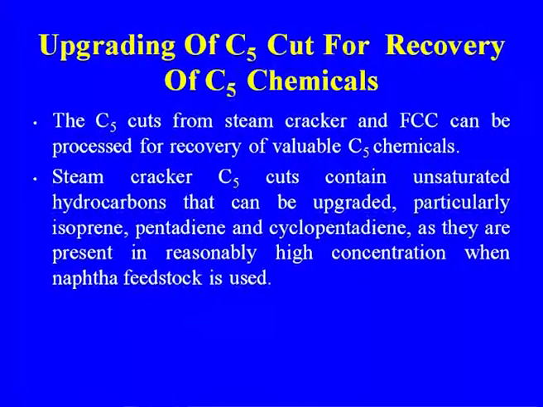In the case of cyclopentane, what we are doing is first converting the cyclopentadiene to dicyclopentadiene, then again the dicyclopentadiene is converted to cyclopentane. So I will be discussing this now. The C5 cuts from the steam cracker and the FCC can be processed for recovery of the valuable C5 chemicals. The steam cracker C5 cuts contain unsaturated hydrocarbons that can be upgraded, particularly isoprene, pentadiene and cyclopentadiene, as they are present in reasonably high concentration when naphtha feedstock is used.